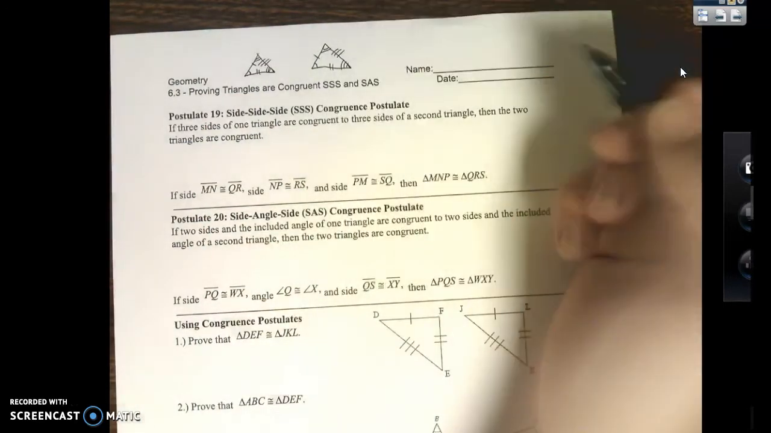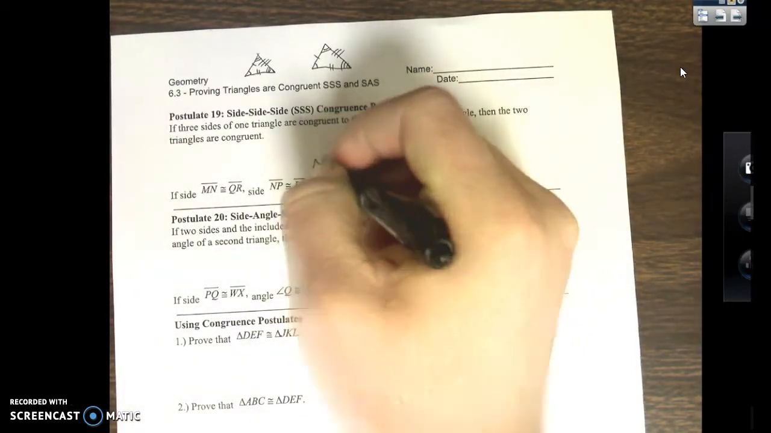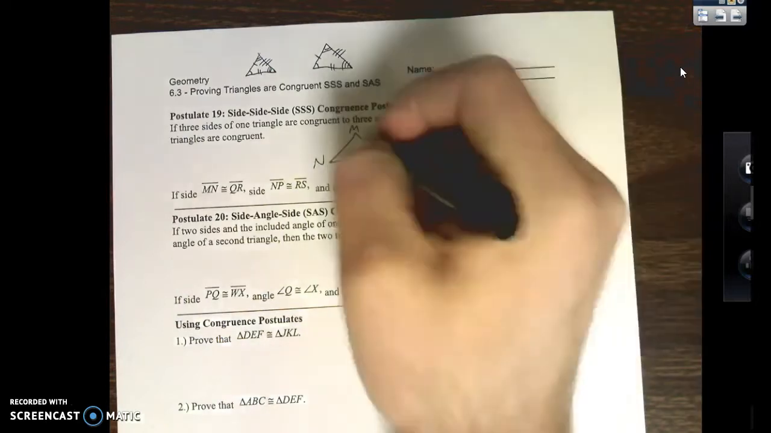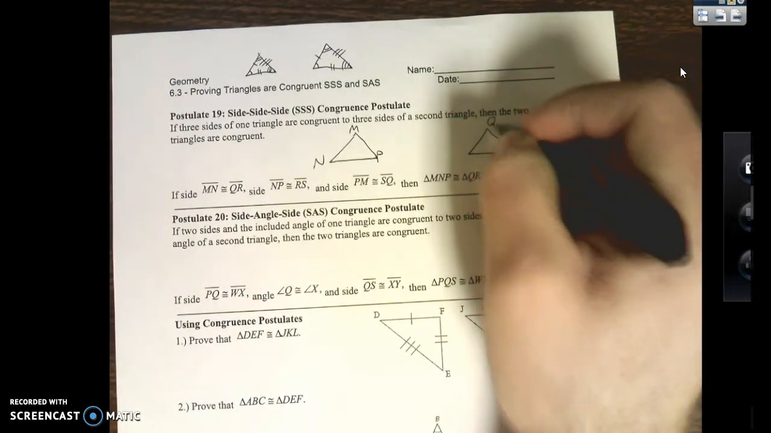So here, let's take an example. If I have triangle MNP, okay, and I have another triangle, QRS.